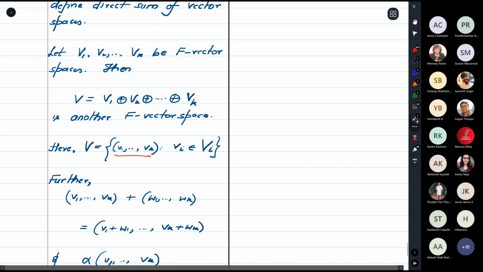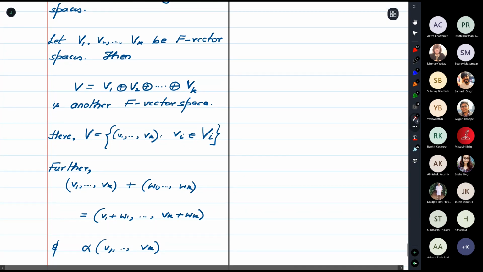It consists of ordered lists of size k, where the ith element comes from capital Vi. So let me again repeat. We have been given these k sets. I look at the direct sum. What is the direct sum? The elements of the direct sum are ordered lists of size k, and the ith element comes from capital Vi. So these are little v1, little v2, all the way up to little vk, and little vi, which is the ith element, comes from capital Vi. So this is the set.